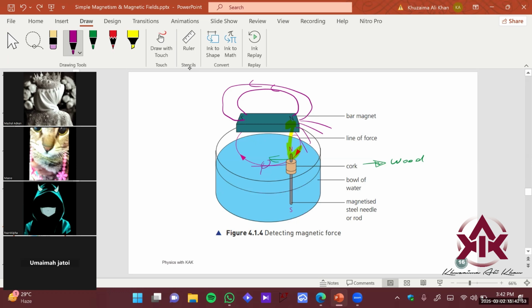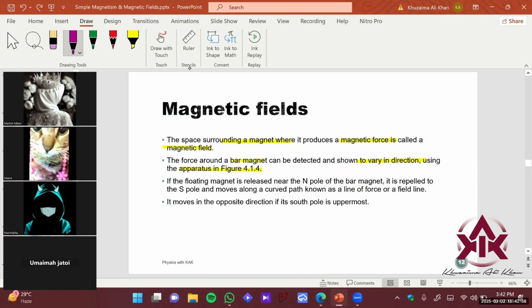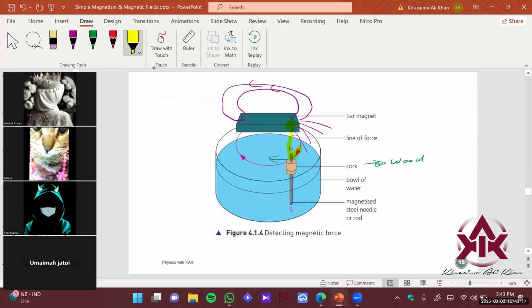So now what is happening in this apparatus is as follows. If the floating magnet is released near the north pole of the bar magnet, it is repelled to the south pole and moves along a curved path, which is called the field line here. It moves in the opposite direction if its south pole is uppermost here. So what is happening here?